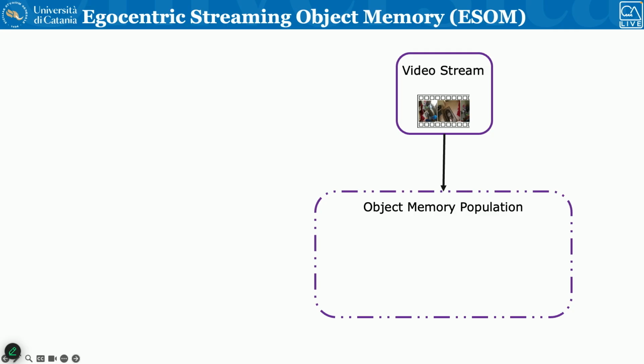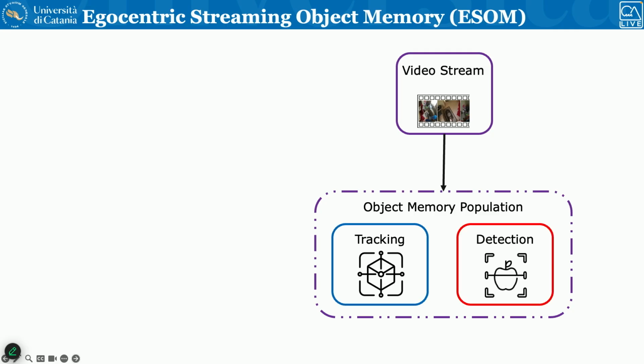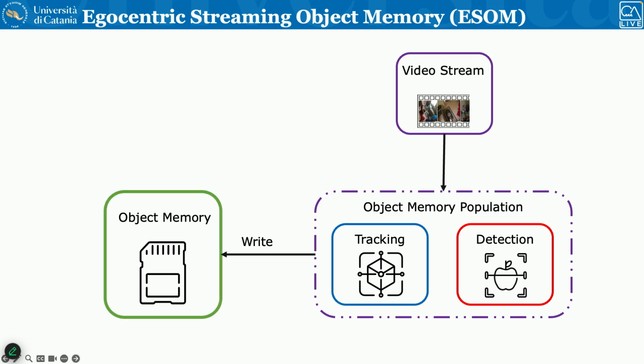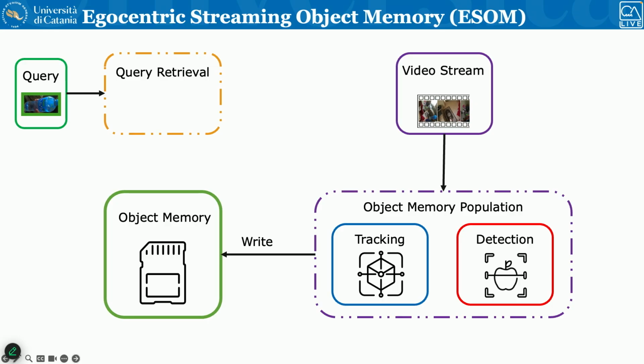To tackle this task, we propose our method, which is egocentric streaming object memory, and starting from a video stream with our object memory population framework, by tracking and detecting interesting objects, we save these objects in memory, and when a query occurs, we run the query retrieval, which reads the objects in memory, and if there's a match, the spatio-temporal bounding box of the object with its last known location is given in output.